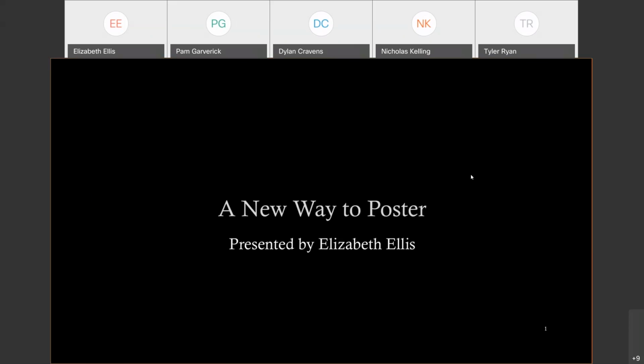So today we're going to be talking about this new way to poster. Perhaps it's not really that new, but it is some novel ideas and topics regarding ways to make scientific posters appear a little bit cleaner, a little bit more presentable, and perhaps easier to read.